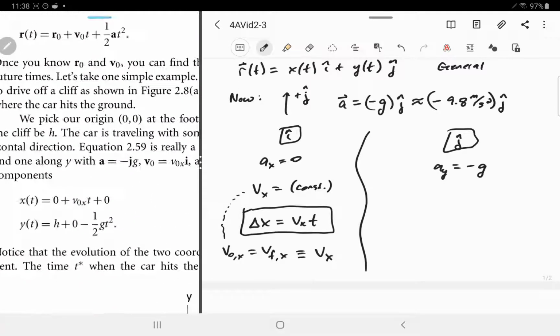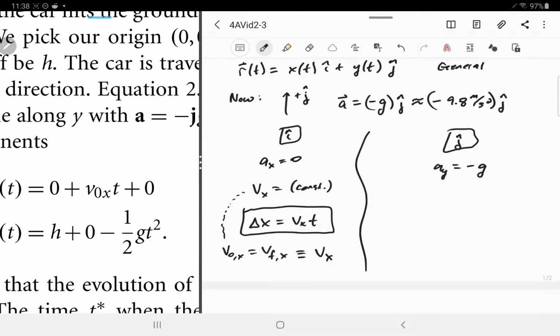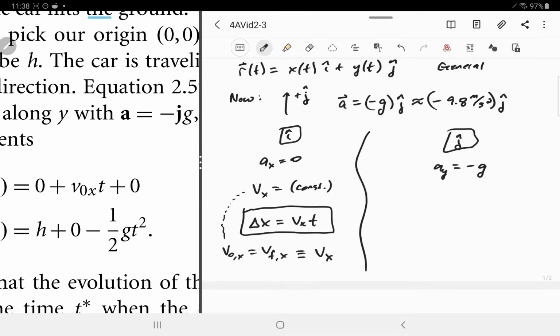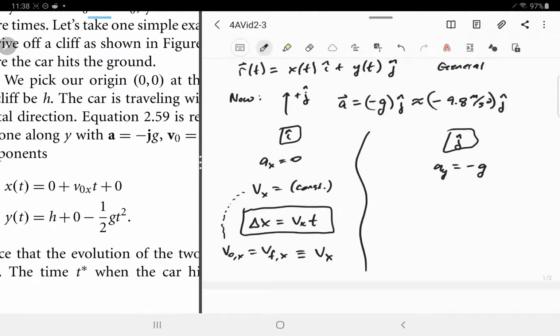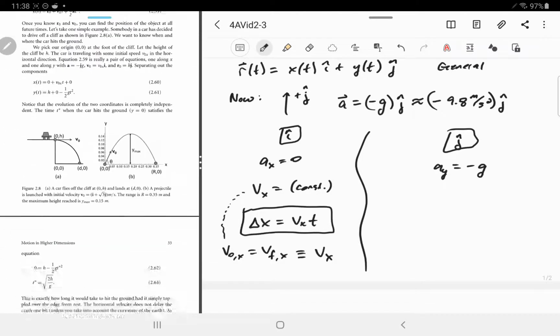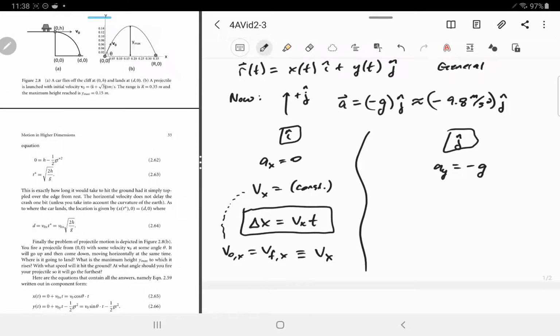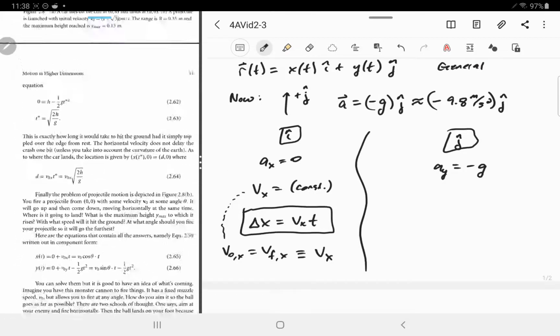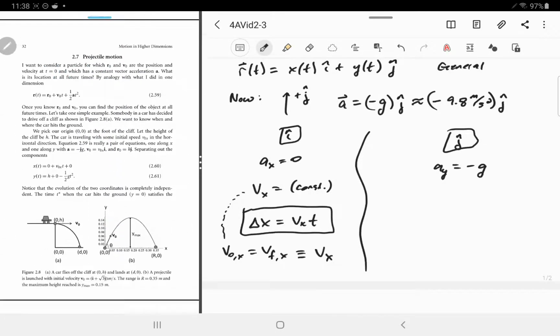Notice how your book is calling it v naught x right here. So I'm just reducing the number of subscripts because we don't need it, right? V naught x and v final x will be the same thing. So I'm just clearing that up right away, just to clean up the notation a little bit. Okay, so the y direction though.